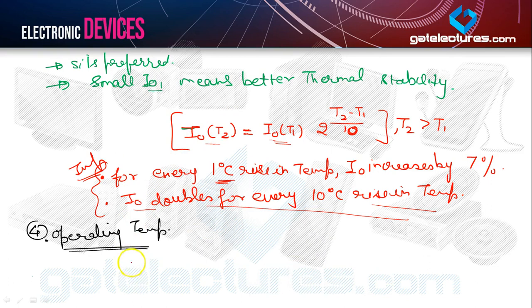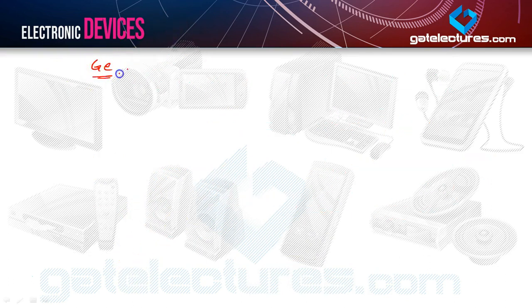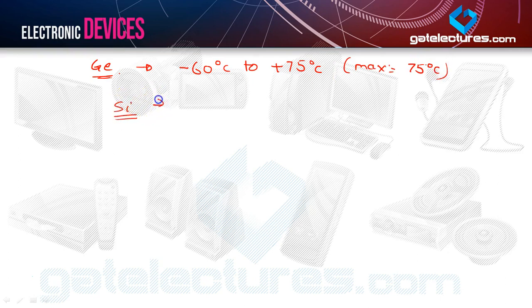For germanium, the operating temperature range is smaller than that of silicon. For germanium, the operating temperature is from minus 60 degrees Celsius to plus 75 degrees Celsius, the maximum being 75 degrees Celsius. For silicon, it is minus 60 degrees Celsius to plus 175 degrees Celsius. The maximum operating temperature is 175 degrees Celsius. So the operating temperature range of germanium is less than that of silicon.